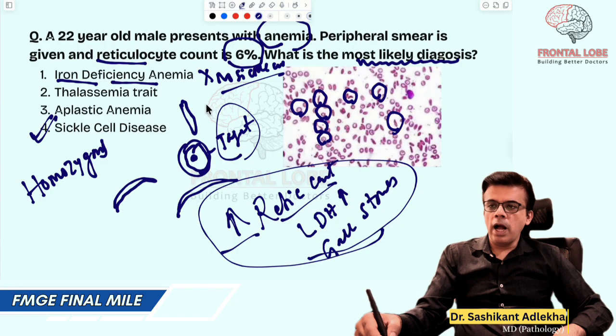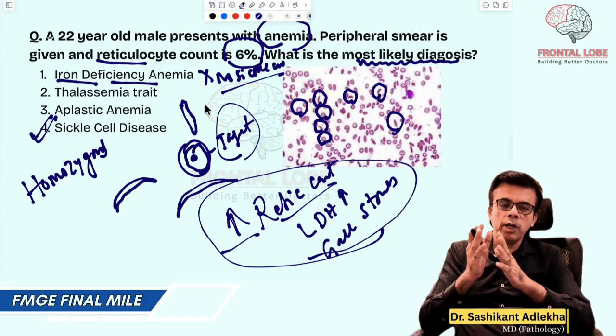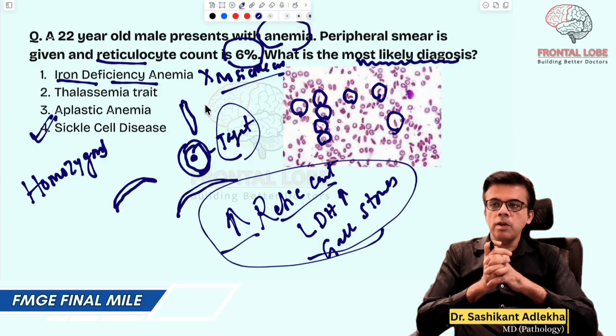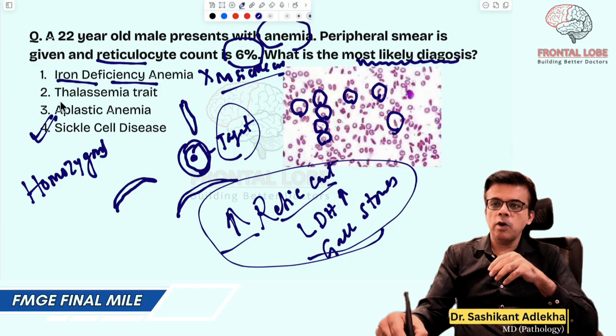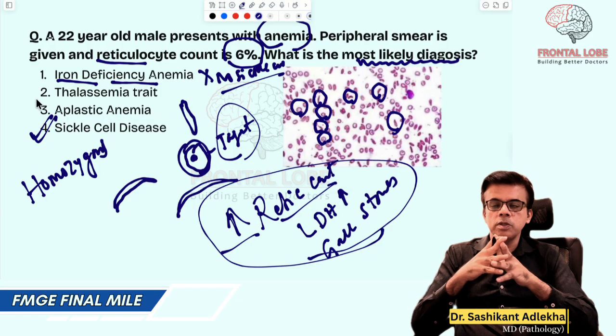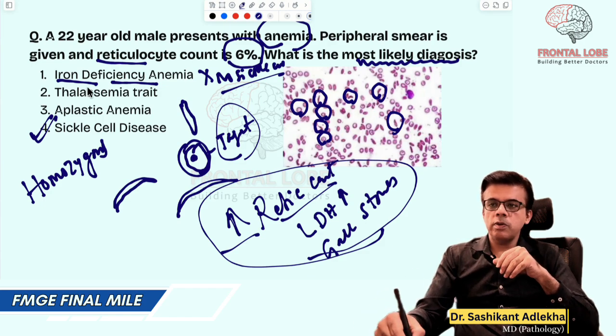Confirmation is by doing iron study indices. It is very commonly asked which is the most sensitive marker for iron deficiency anemia. That is ferritin. So always go for ferritin as the option. So here iron deficiency anemia is not the cause. Iron deficiency anemia is ruled out.